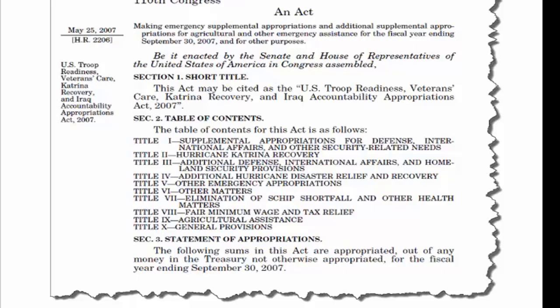This Supplemental Appropriations Act was passed in fiscal year 2007 to cover a multitude of emergencies, the global war on terror and the Hurricane Katrina, among others. The first difference we note is that the Appropriation Act title uses the words making emergency supplemental appropriations and additional supplemental appropriations for agricultural and other emergency assistance. This clearly identifies this as a Supplemental Appropriations Act.